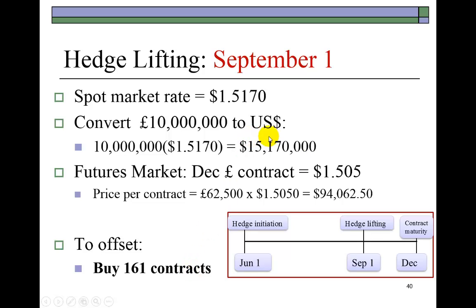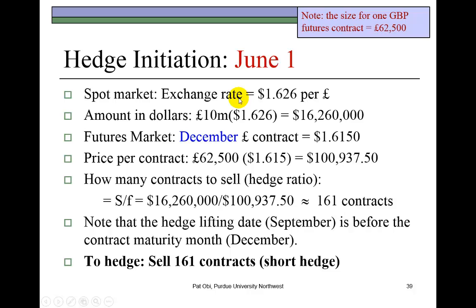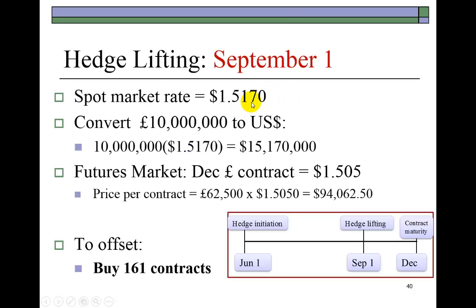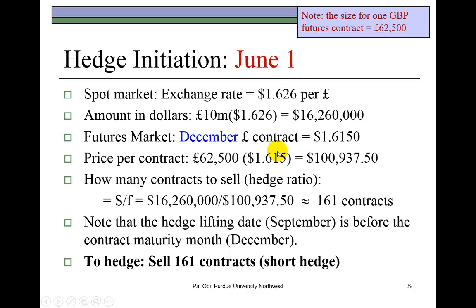So now, the hedge lifting date, which is this date right here. What happens? Well, let's say that on this date, in the spot market, the exchange rate is $1.517 per pound. So as you can see, if I go back here, the price per pound sterling has dropped from 1.626 to 1.517. Of course, if you are bringing pound sterling into the US, this is not good news because it means that your 10 million pounds is now worth less. It's now worth only $15.17 million, down from, if I go back here, 16.26 million.